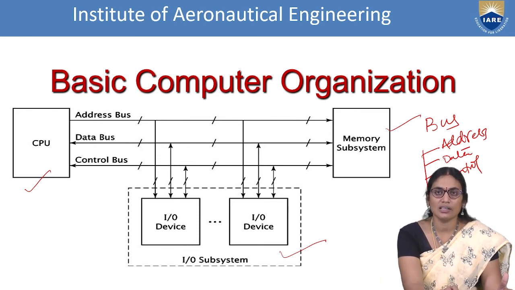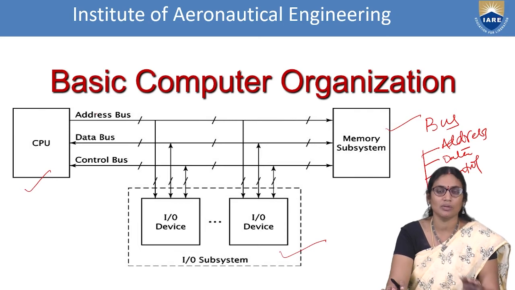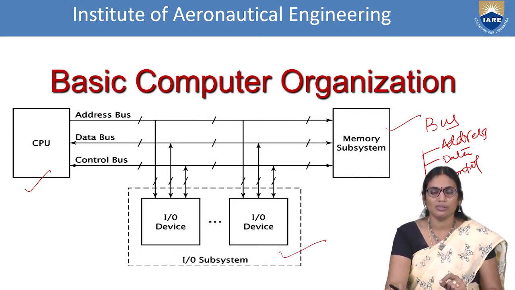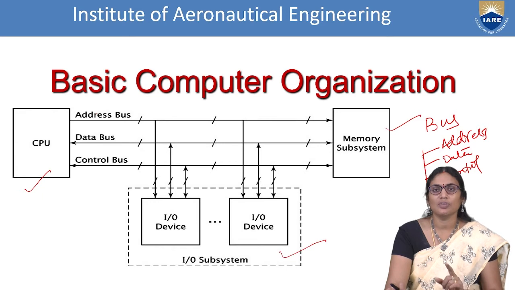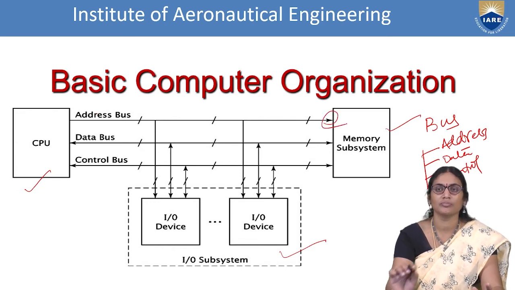So the first thing is the address bus. As the name suggests, we are trying to locate, and it is unidirectional because the address of any component will be unique, or the address of any location in memory will be unique. The address of any device will be unique. Because of that reason, the address bus operates only in one direction.